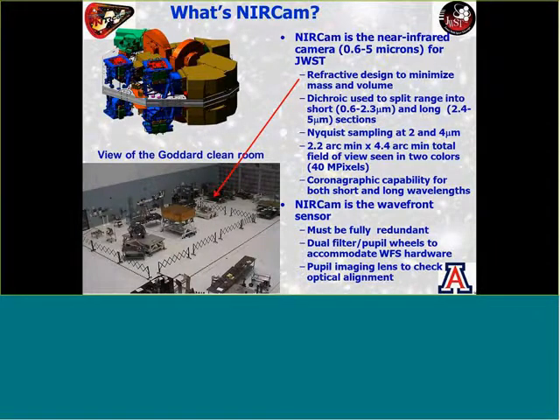Another very unique property of NIRCam is that it's the facility wavefront sensor, meaning that you take images with NIRCam and derive corrections to the 18 mirror segments to keep the telescope fully aligned. Because the facility wavefront.